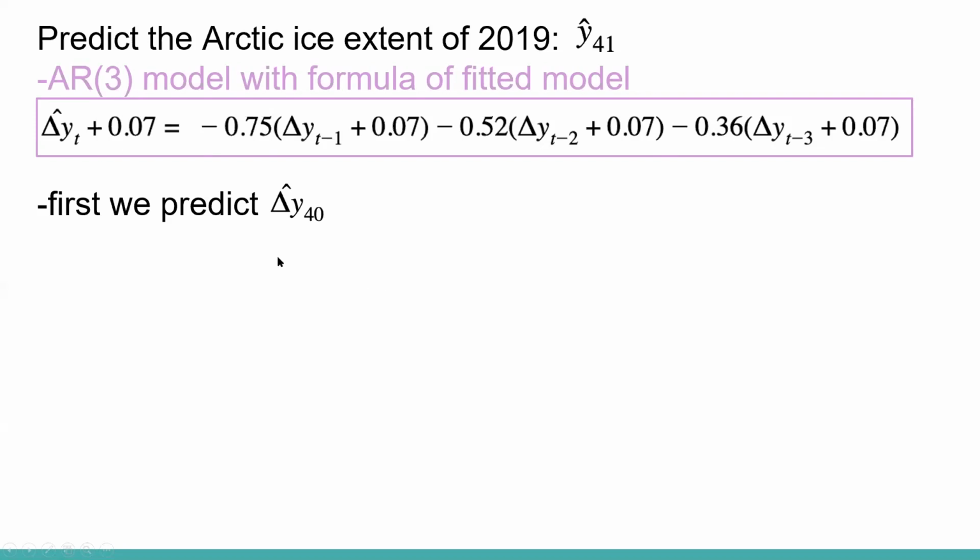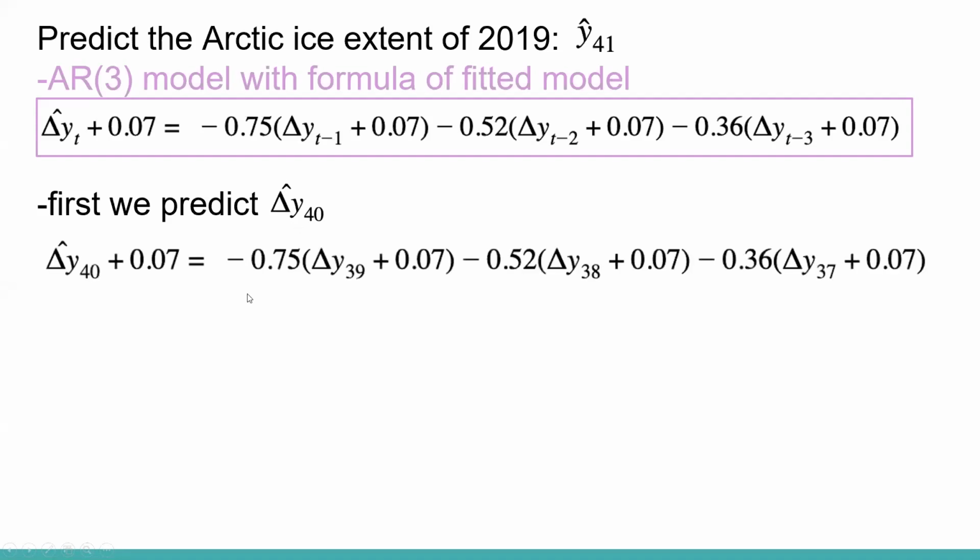do is this: you want to predict for 41, but you need to first predict the change at Y40. You know the actual value for Y40, but what about the change? You don't know that for Y40, so you need to first predict that.